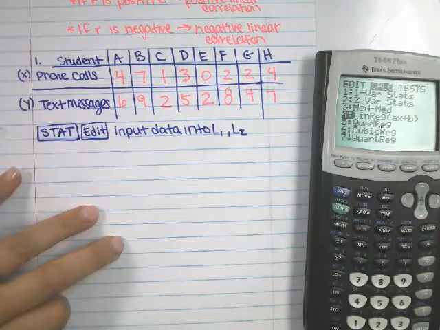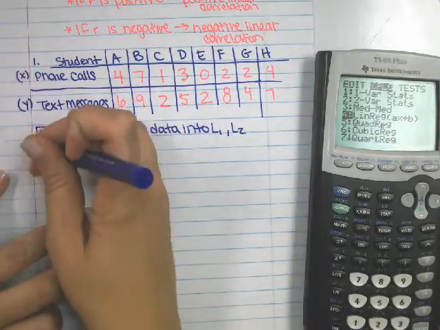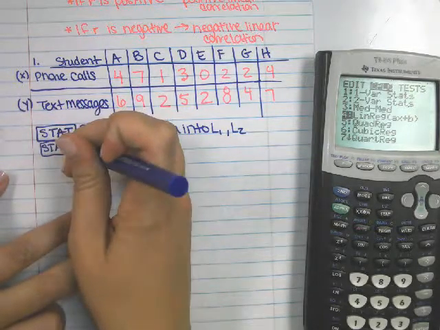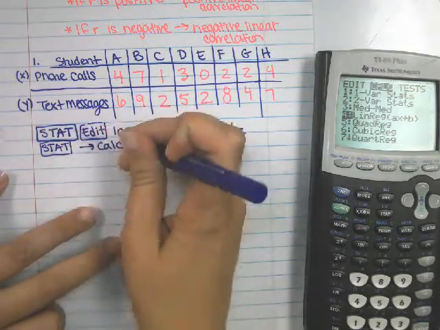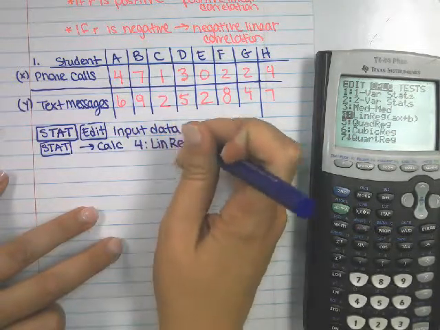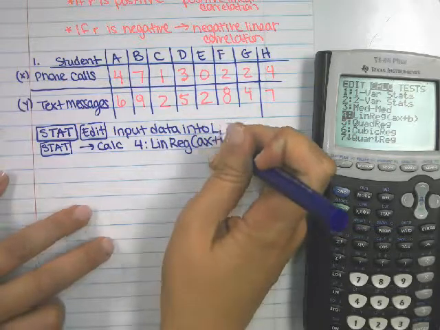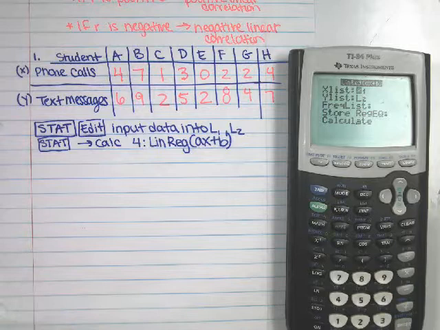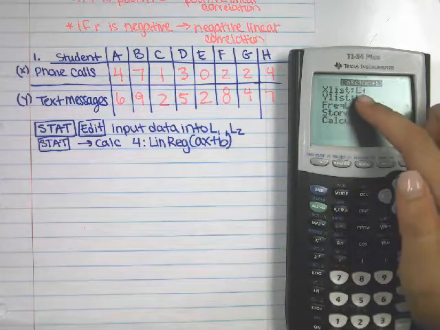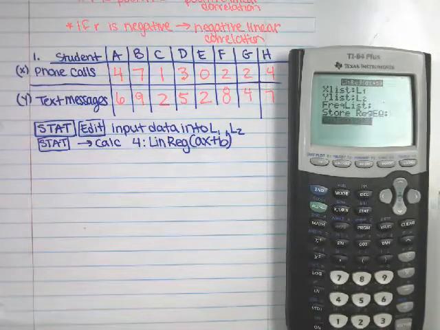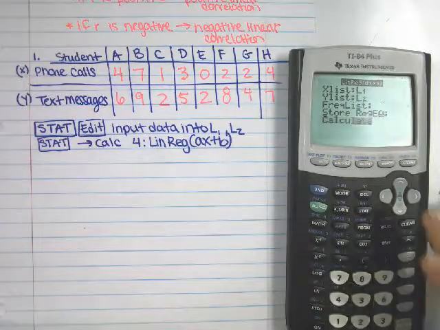So press edit, input data into list 1, list 2. Then we press stat again. We go over to calculate, number 4, linear regression, AX plus B. Enter. The only two pieces you need to fill out are your X and Y list. My X list is list 1, my Y list is list 2. And we enter all the way down to calculate.